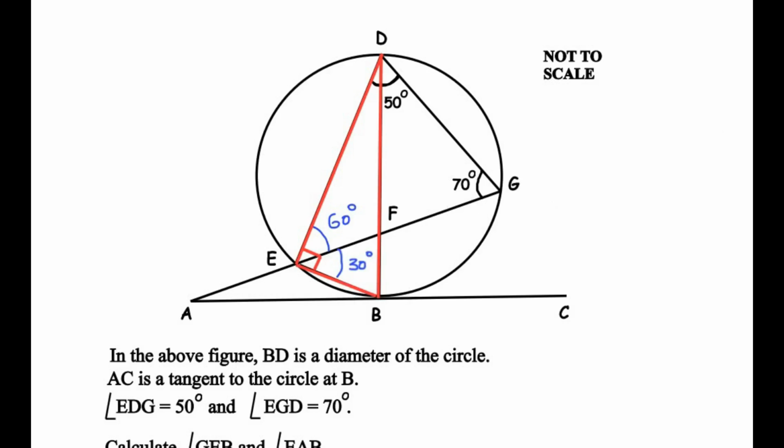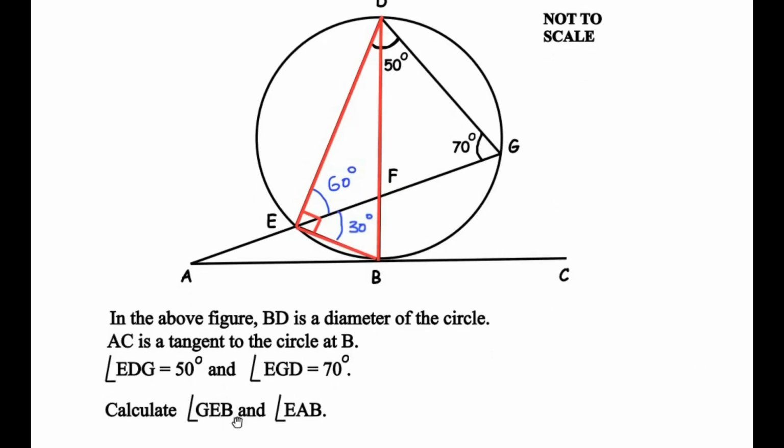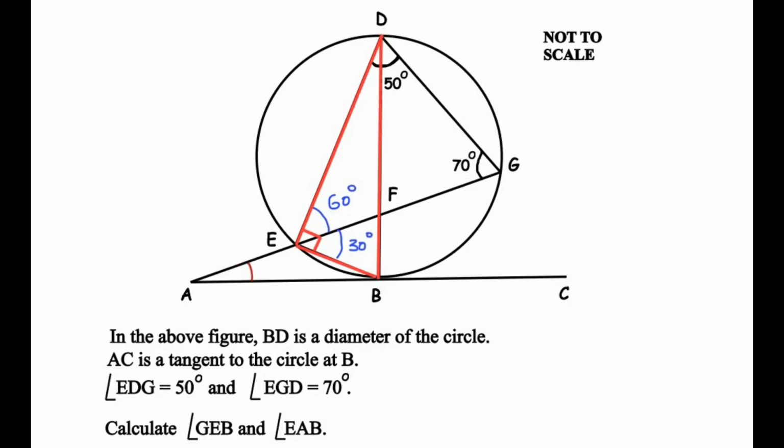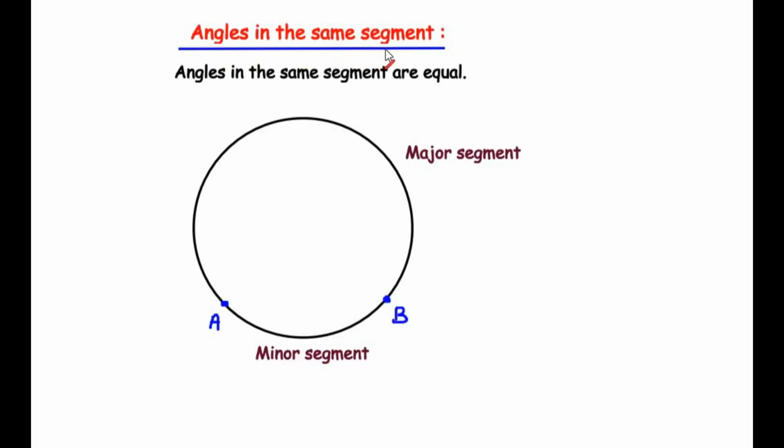Now once we have got the value of the first angle, that is GEB, let us focus on the angle EAB, that is this angle. And to find out this angle, we are going to make use of another circle theorem, which is the angles in the same segment theorem. It states that angles in the same segment are equal.